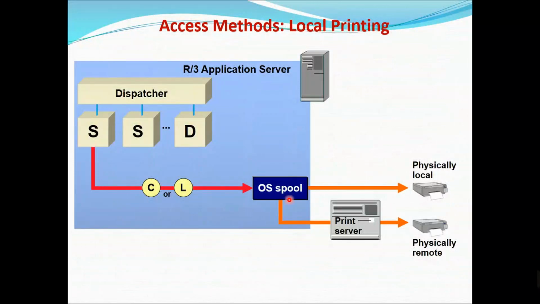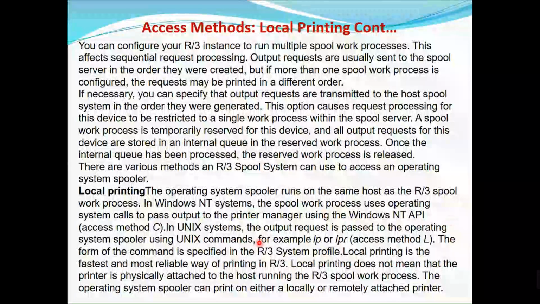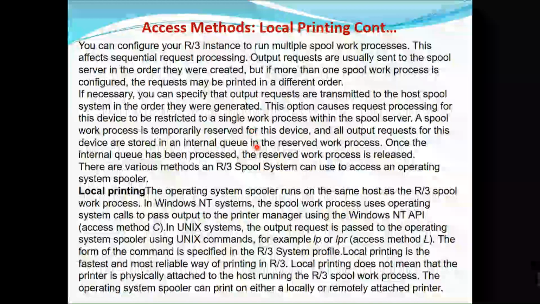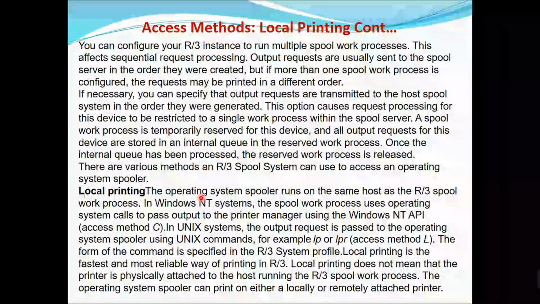Let's move on. Now come to the access methods. There are various methods for printing in SAP. The most commonly used methods are the C and L methods. C is for Windows and L, or U you can say, is for Unix. Ultimately the host spool system or OS spool system will come into play, and then it will go to the physical printing device. These are the access methods that I have also given in detail. So I'm not going through them as usual. Please pause my video and go through it so that you get the idea of it.